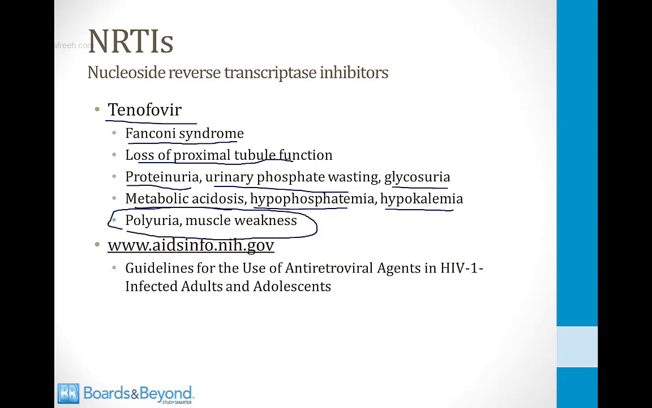Tenofovir is similar to another HIV drug called adefovir, which was pulled from the market. Adefovir used to cause this Fanconi syndrome in about 50% of patients. And the side effects of all the different NRTIs are difficult to keep straight. An excellent resource is the AIDSinfo website, which has guidelines for the use of these drugs, and it lists all the side effects and the indications for when to use them.